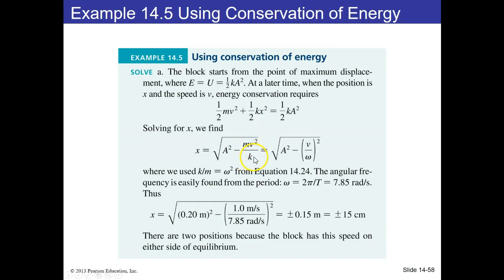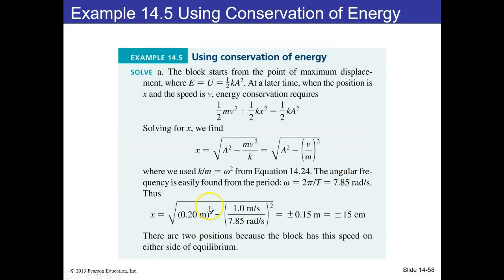And we know that if we solve for omega here, we have v over, and then this would be m over k. So here we know that k over m is equal to omega squared, and that's from equation 14.24. The angular frequency is really easily found then. I'm just going to do 2 pi over the period, and that'll give me 7.85 radians per second.